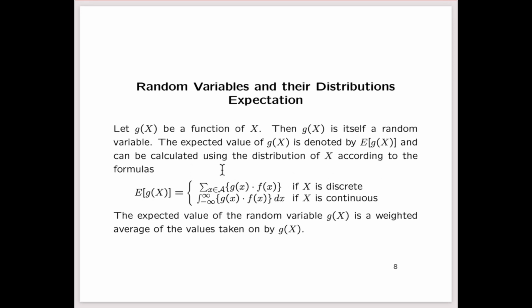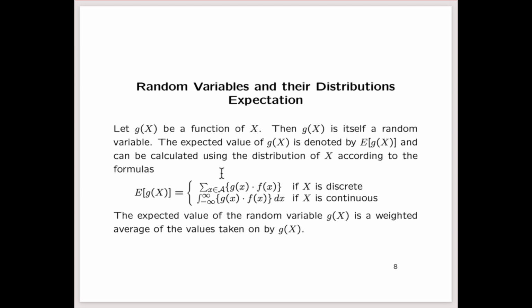In fact, the expected value of x is just a special case of this definition where g of x is the identity function. So the expected value of g of x, if x is a discrete random variable, then g of x will also be a discrete random variable. And so the expected value of g of x would just be the sum, x going over all values in the sample space of x, of the product g of x times f of x. And again, f of x is the PMF of x itself.